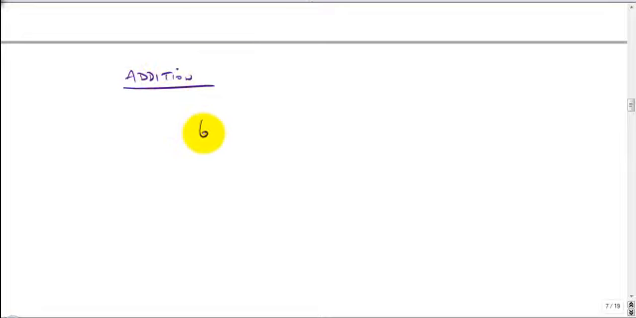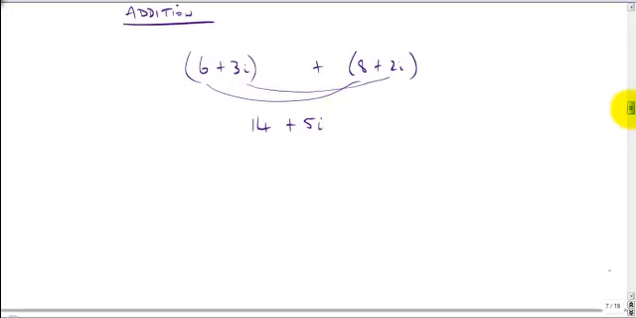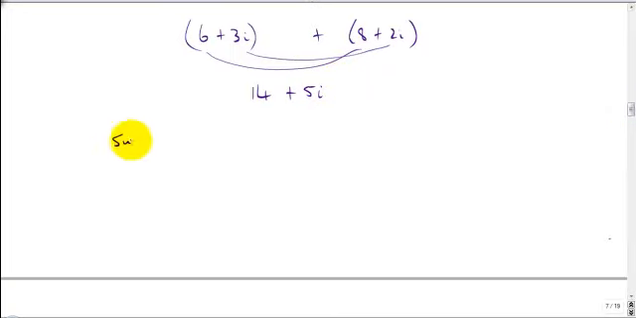So if you have addition of complex numbers, just take a simple example, 6 plus 3i is one complex number, and you want to add that to 8 plus 2i. All you do is add the real parts together, so that gives you 14, and you add the imaginary parts together, and that'll give you plus 5i. Likewise for subtraction.